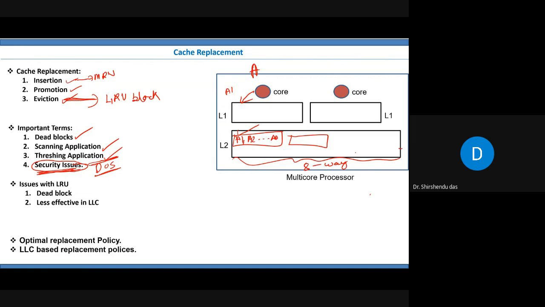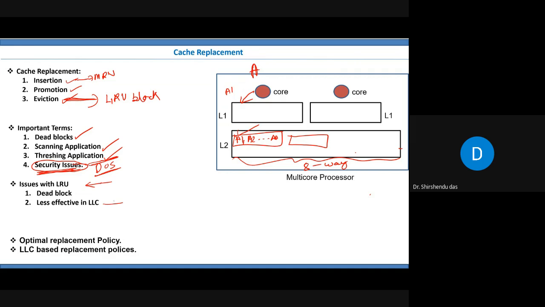Okay, so now issues with the LRU replacement policy. Dead block is one of the main issues of the existing LRU replacement policy. Why am I spending a lot of time on LRU replacement policy? Because whatever replacement policy people propose even today, they somehow depend on LRU. They are related to LRU. That's why I'm discussing LRU here.